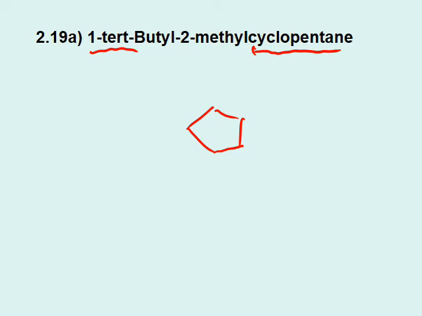Then I must have 2-methyl and 1-t-butyl. It doesn't matter which one gets 1. Any corner can get 1. So this corner, let's call it 1. So let's first assign 1 and then 2. Now this will be t-butyl. Remember t-butyl? You must have a carbon bonded to 3 other carbons. That's how you get tertiary.